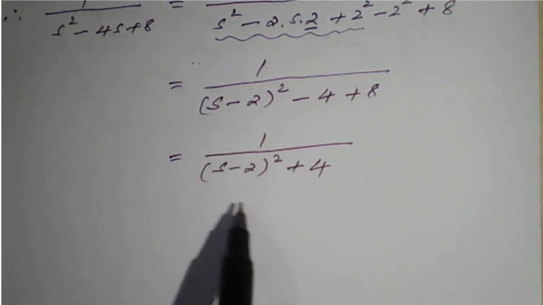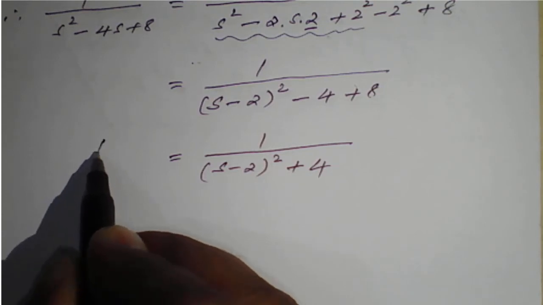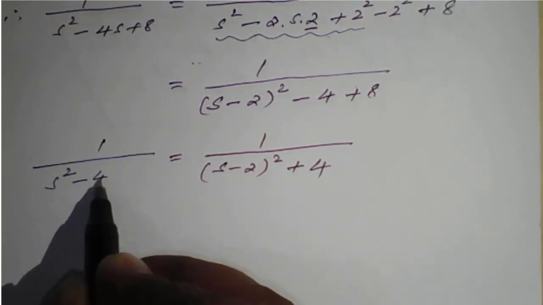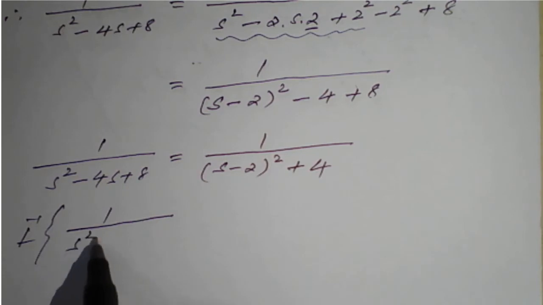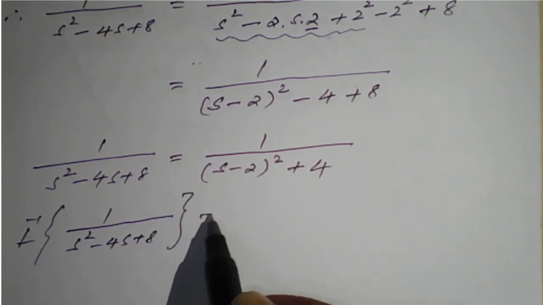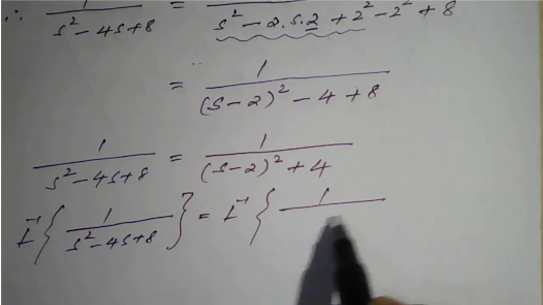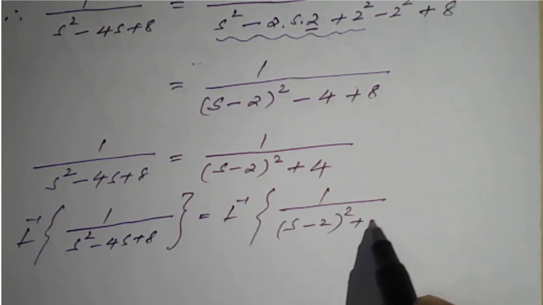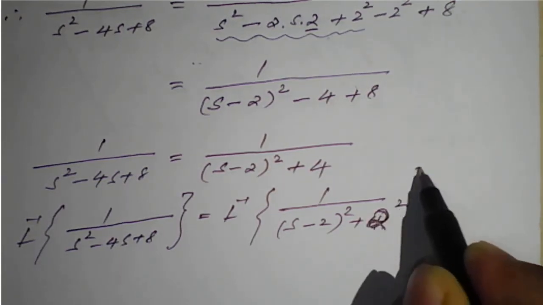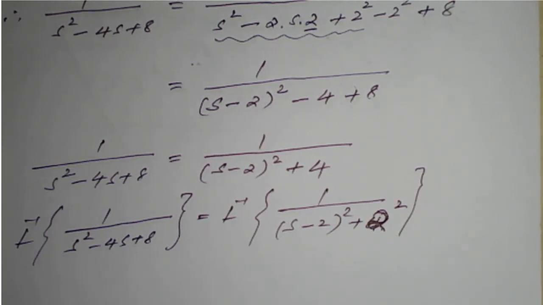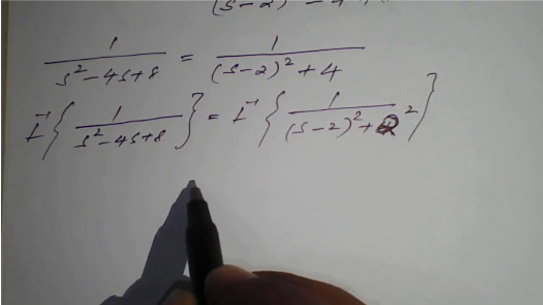Now we apply the inverse Laplace transform. Taking inverse Laplace on both sides, L inverse of 1 upon s square minus 4s plus 8, which we have completed into a square, is L inverse of 1 upon s minus 2 whole square plus 4. The 4 I will write as 2 square. Here this 2 is the value of a.